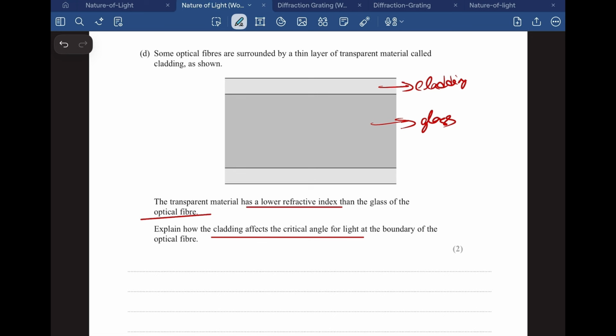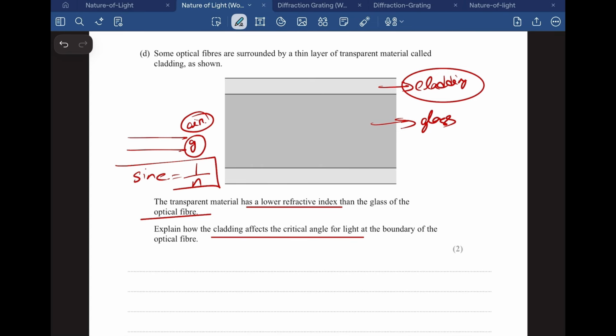Now you will have to understand, before there was no cladding. There was glass and air. Let's say this is the glass and this is the air. So when there was only glass and air, at that time we know sin c is equal to 1 divided by n, right? But right now, what do we have?